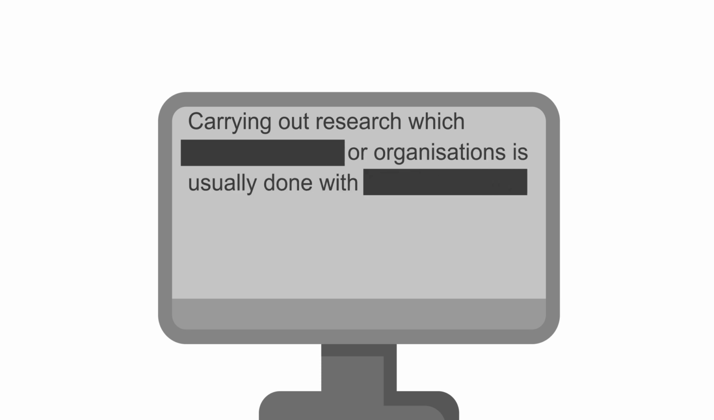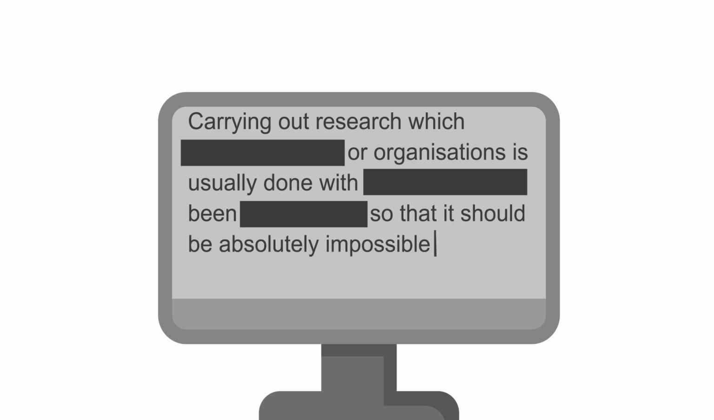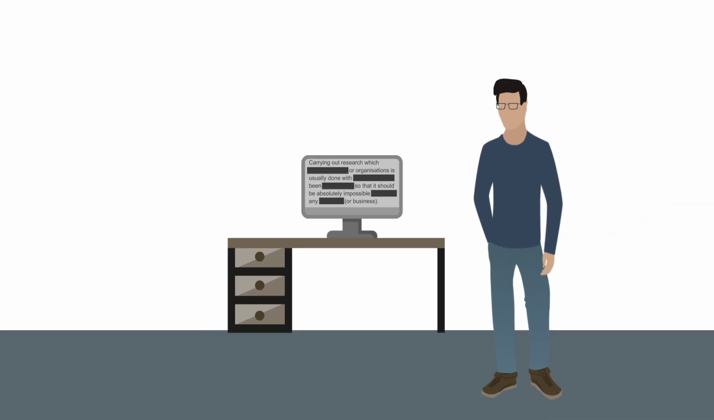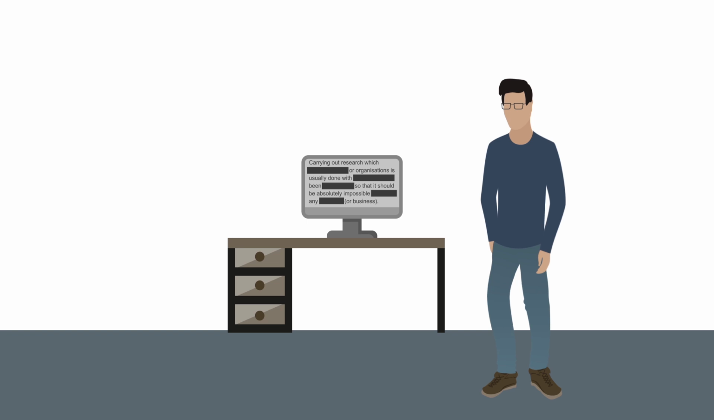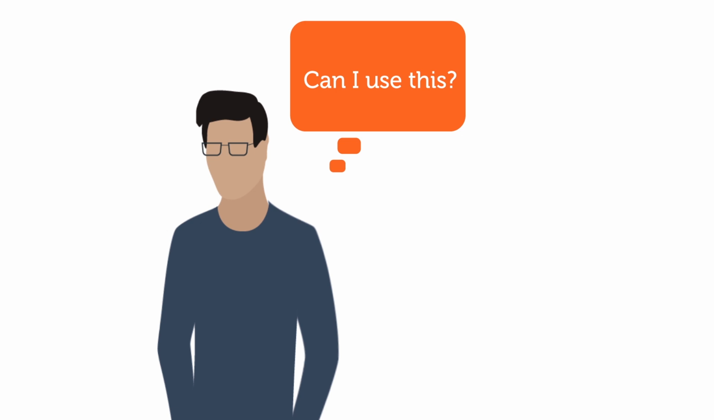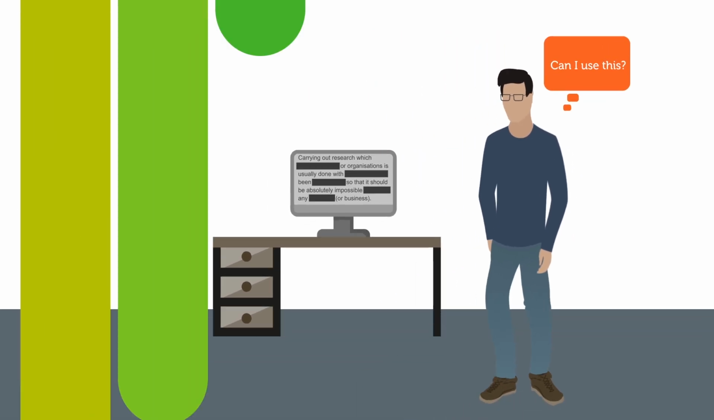Carrying out research which involves people or organizations is usually done with data which has been anonymized, so that it should be absolutely impossible to identify any individual or business. These data can be downloaded by researchers such as Mark and used on their computers. Sometimes this anonymization means that certain research cannot be carried out because the detail in the data has been lost to protect these people or businesses.